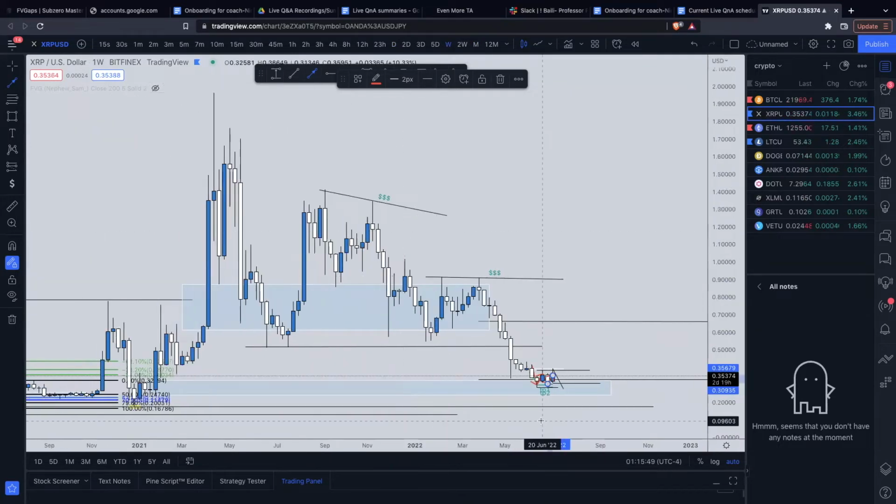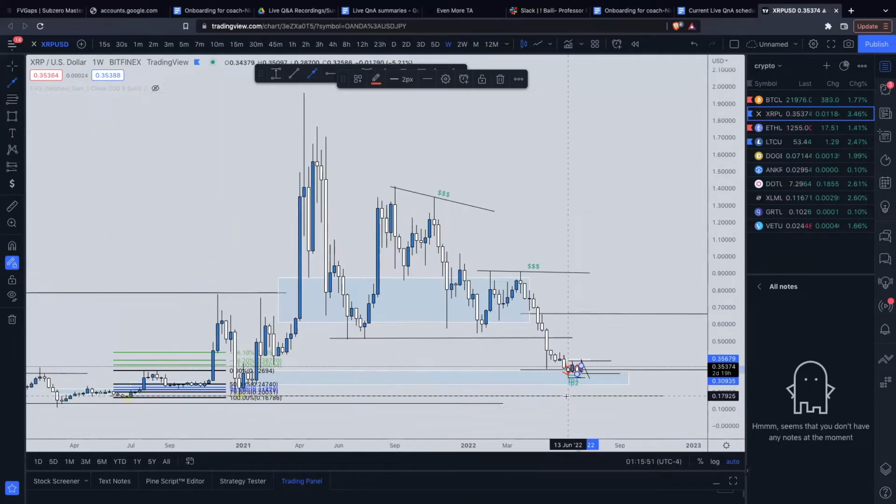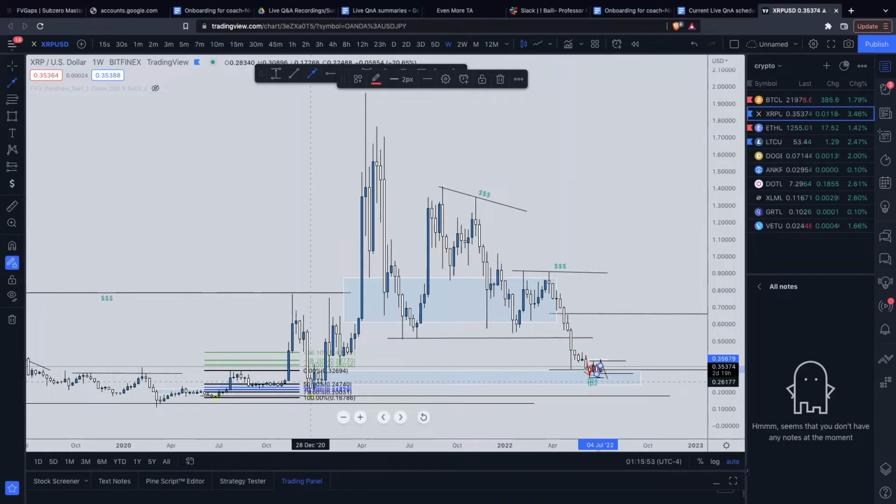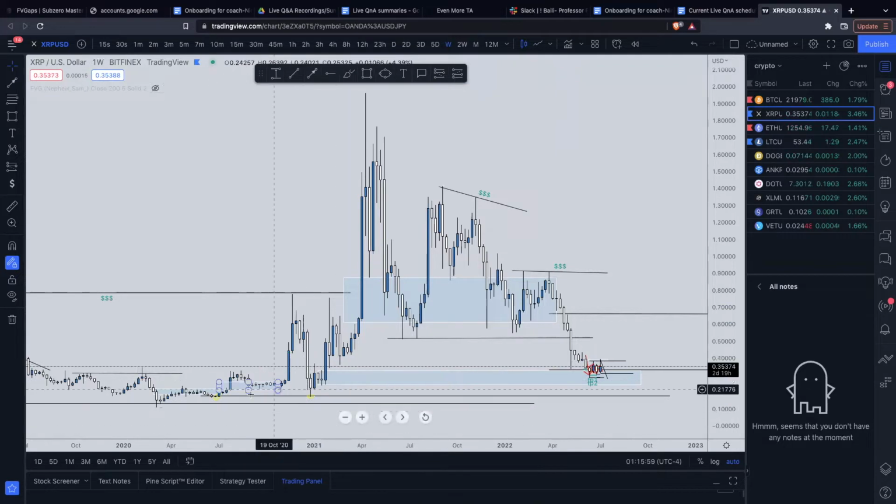So this is probably one of my favorite pairs, and this is not a bad place to start buying up at. However, I would look for these double bottoms to get taken out, like I mentioned in the last video that I did. We have 1, 2. I would take a look between this range to really start accumulating XRP.